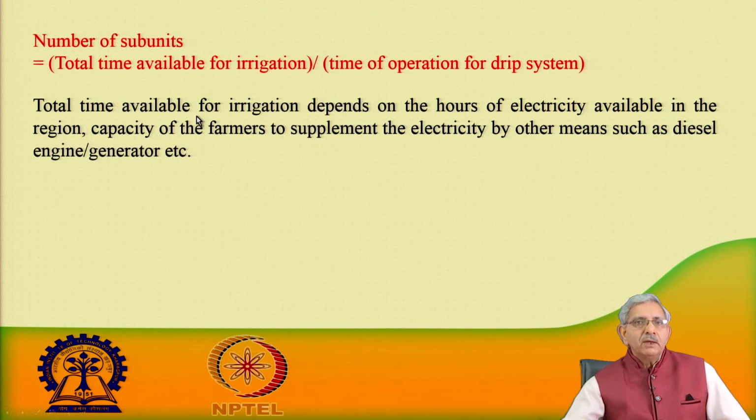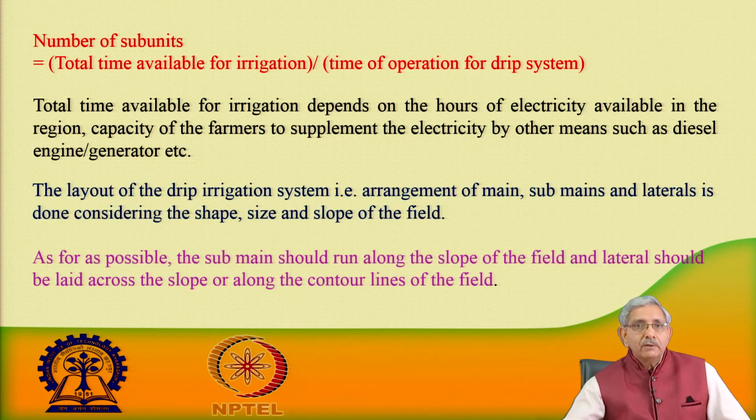Now, the number of sub mains can be decided. This is one criterion: the total time available for irrigation divided by the time of operation of the drip system. We have the time of operation of the drip system, but the total time available will depend upon the number of hours of electricity available in the region. Accordingly, one has to see the number of subunits, the number of wells that can be operated.